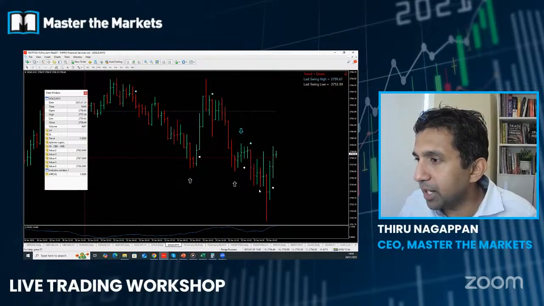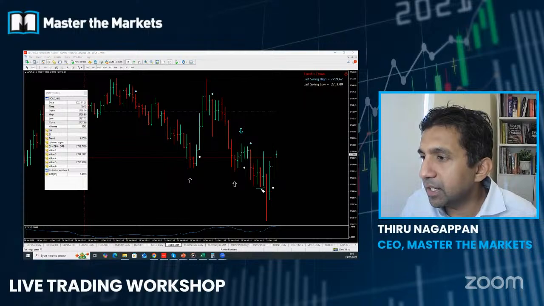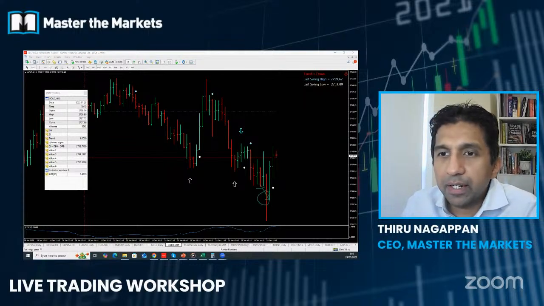There we go. So this bar over here would have nicely hit it. If the spreads didn't hit it, then definitely this bar over here would have hit that number, okay? That's what you would do.